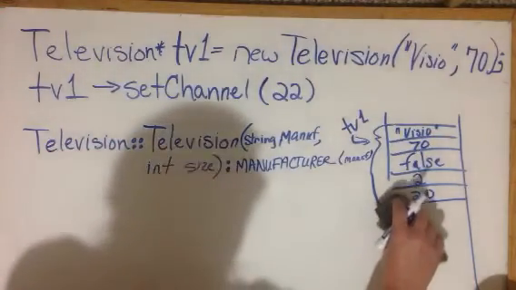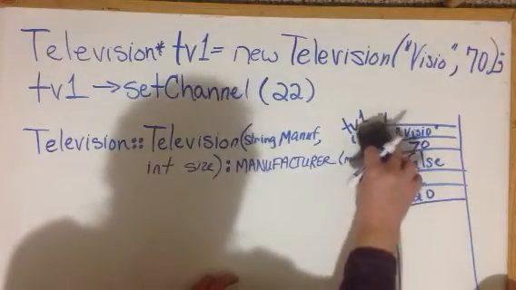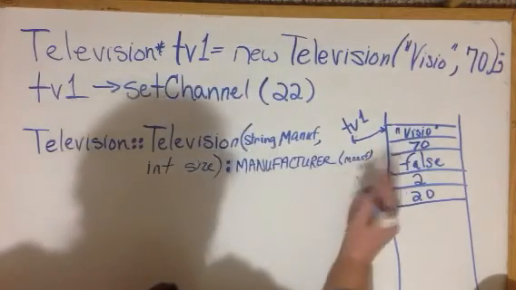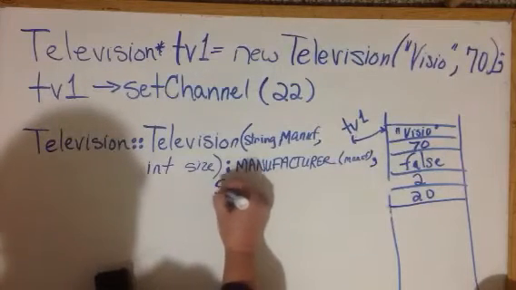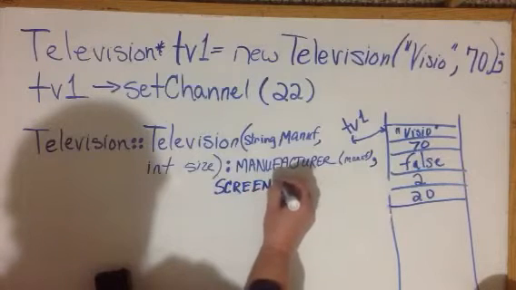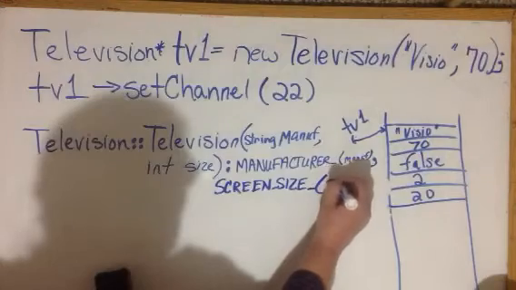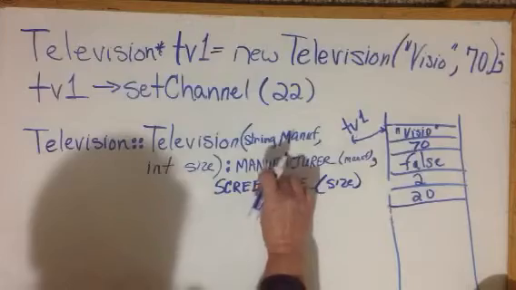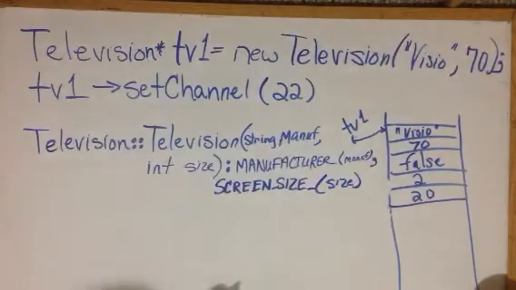I'm running out of space here, so I'm just going to clear that out a little bit. It's still TV1 pointing here. So the first one, manufacturer, and then we can put a comma, and again white space doesn't matter. So then we're going to put our screen size in. And that's going to be initialized to the size. These two things are constants, so they have to be initialized. They can't be set later.